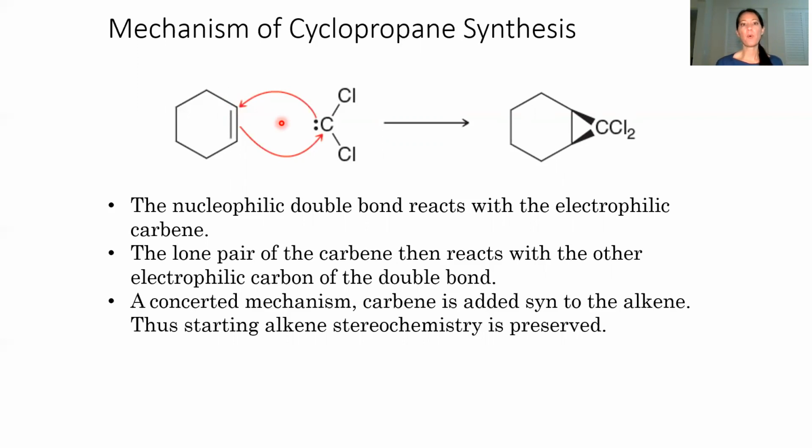So this isn't stepwise, meaning you don't really generate and isolate a carbocation and then the carbene comes in. What happens is this occurs simultaneously in a concerted fashion at the same time. The bonds broken, bonds formed occur at the same time to give your cyclopropane product.